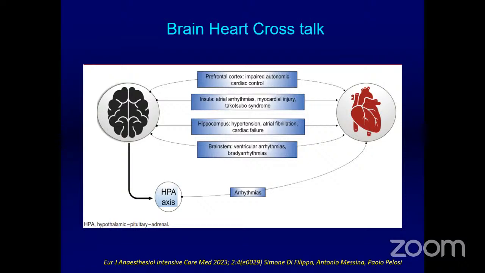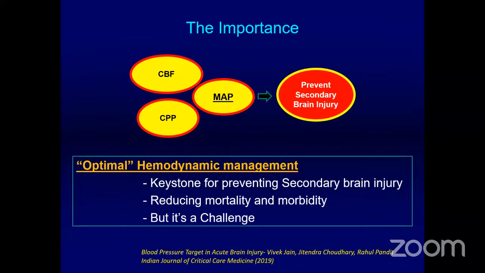And you'll be seeing patients developing arrhythmias without much underlying cardiac problem whenever they develop an acute brain injury. So the importance of all that we have heard and seen till now is that the maintenance of the cerebral blood flow, the cerebral perfusion pressure, and that can be done mostly by maintenance of the mean arterial pressure, is important for preventing secondary brain injury. Now, having optimal hemodynamic management, easy to say, but this is the keystone for preventing secondary brain injury. That is how we will be able to reduce mortality and morbidity.